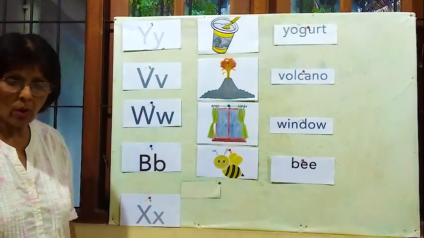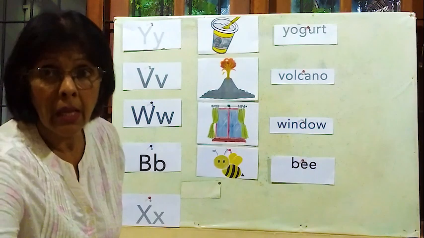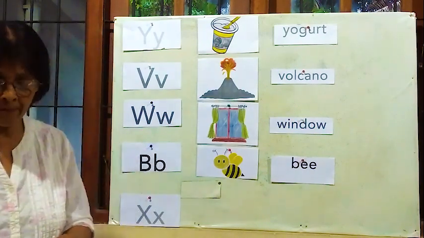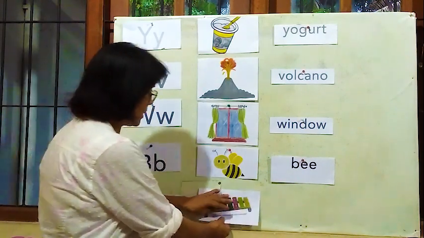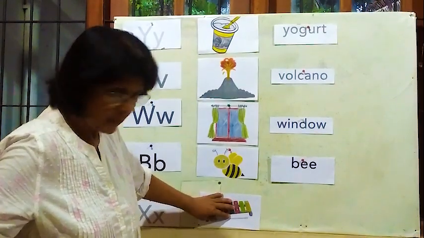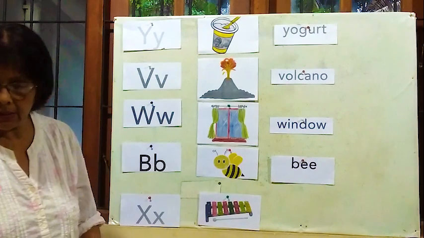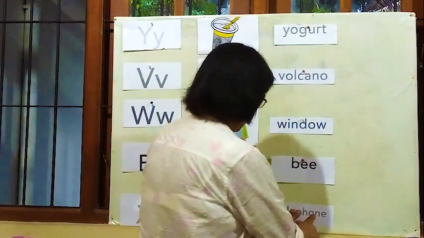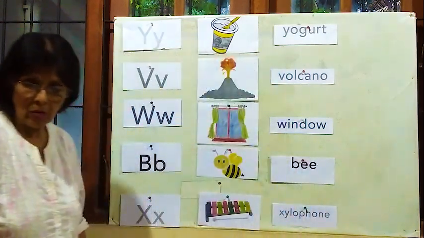And the last one is X. What's the letter? X. X for xylophone. Xylophone. Here the word xylophone. Right? Now look.